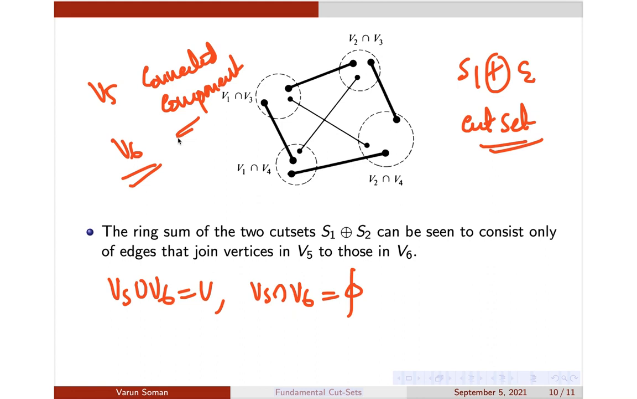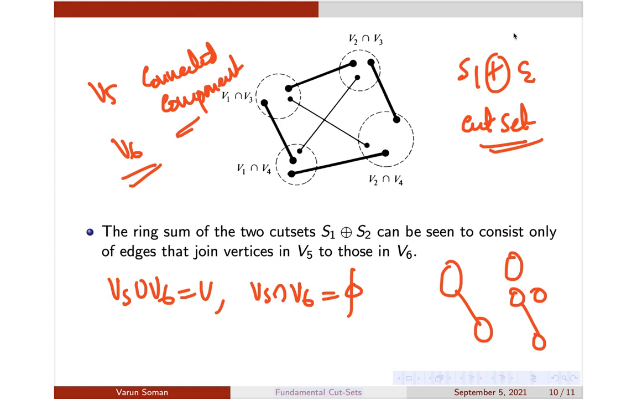Now suppose V5 is not connected. Suppose V5 was disconnected like this. What does that mean? That means S1 ring sum S2 had some extra edges which created a disconnection in V5.